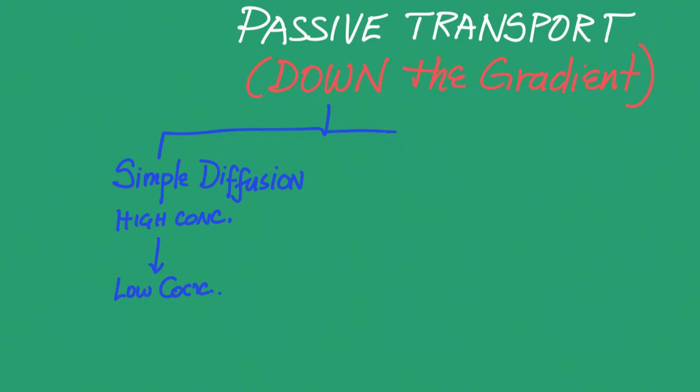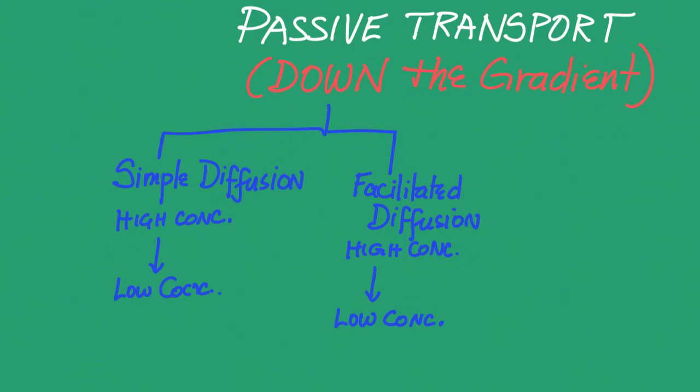So now let's take a look at facilitated diffusion. It's very much like simple diffusion, but the only difference is that facilitated diffusion needs a protein channel, which means larger molecules will move through this. Polar molecules will move through this channel. In simple diffusion, the movement of molecules is usually very small. So here we have a protein channel for facilitated diffusion.